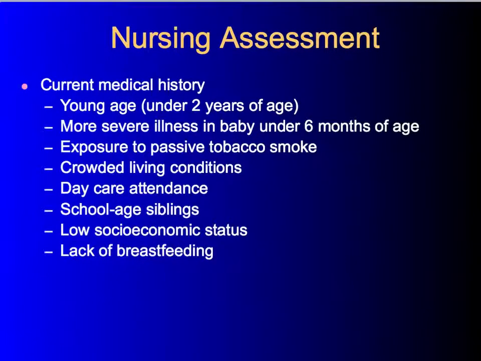Next, you want to find out about the current medical history. These are usually babies under 2 years of age. There are more severe illness in a baby under 6 months of age. They are exposed to passive tobacco smoke. Are they living in crowded conditions? Do they go to daycare? Do they have school-age siblings? What is their socioeconomic status? Is it low? And is there a lack of breastfeeding?